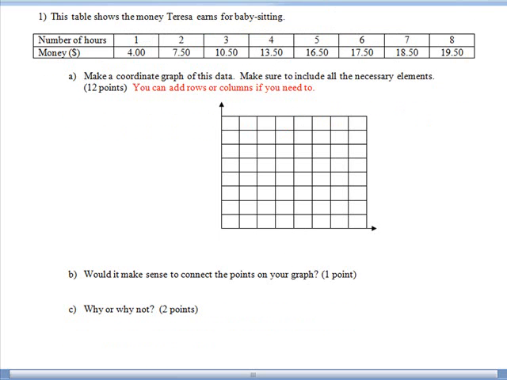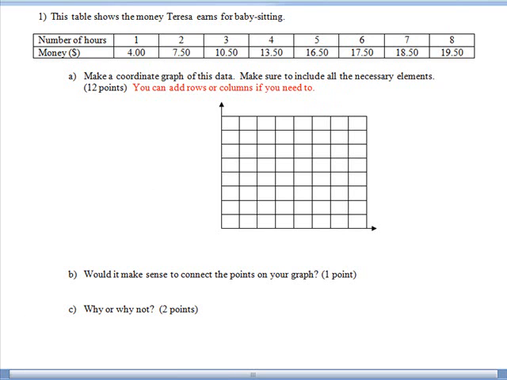Alright, number 1 reads, this table shows the money Teresa earns for babysitting. And we have the table here, with number of hours and money, and it spells out everything you need to know. It says make a coordinate graph of this data. Make sure to include all necessary elements. And this is worth 12 points. The reason it's worth 12 points is there's a lot to put here. And then you can add rows or columns if you need to.